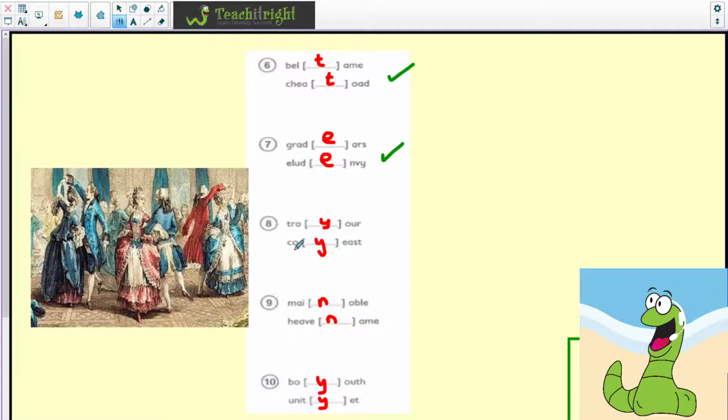Tray, you're coy. Now if you're coy, it's a pretense of shyness. You pretend you're shy, but you know more than you let on if you're coy. So we've got tray, you're coy and yeast. Main, noble. I've just got a picture there of some people who are clearly noble, so aristocratic. Main, noble, heaven and name. And then we've got boy, youth, unity and yet.